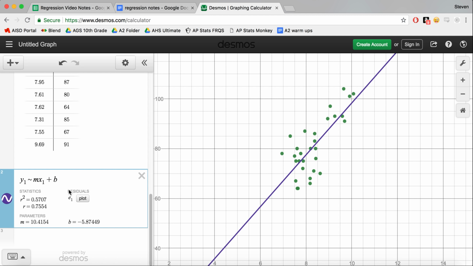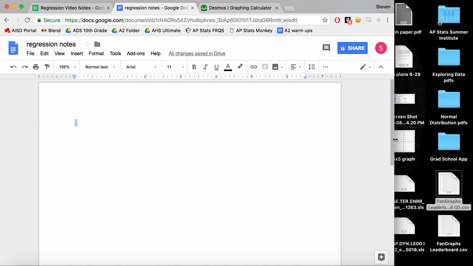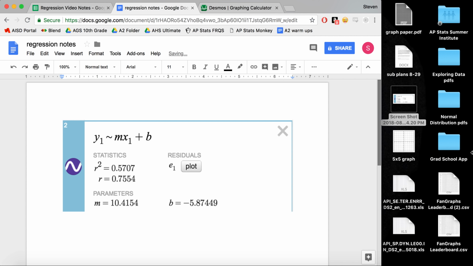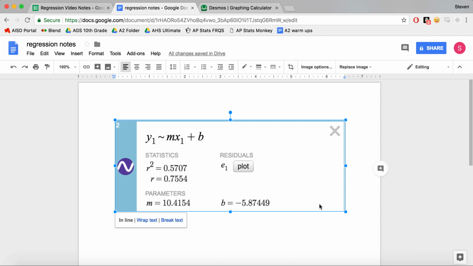So here's some important stuff. This is stuff that you definitely need to write down. So it gave me that little regression output window. So I'm going to go put this guy over here. Cool. All right. So what is this stuff, right?